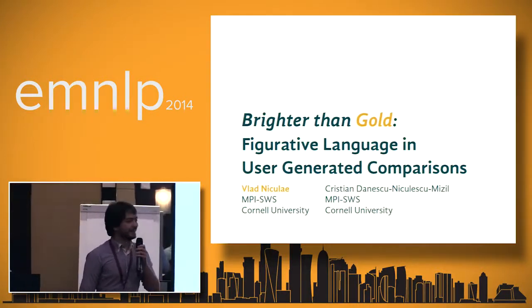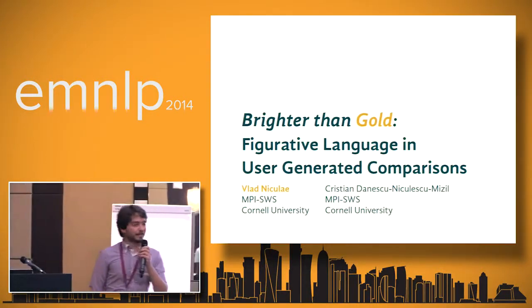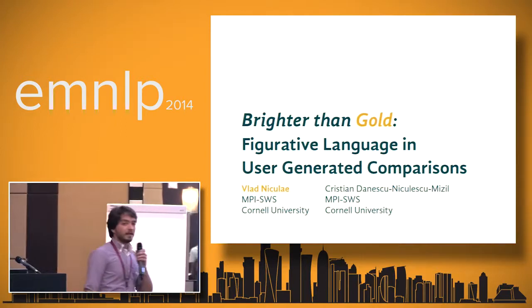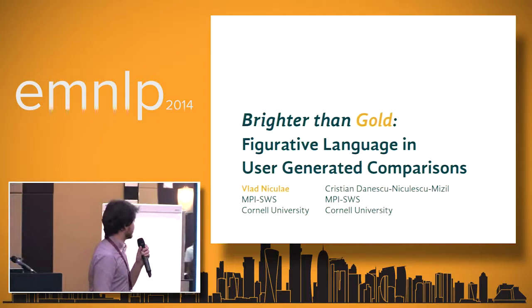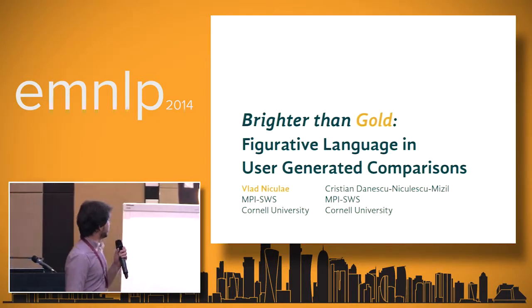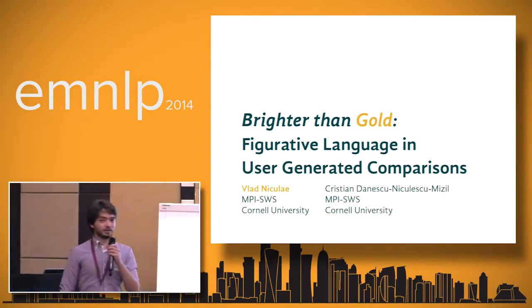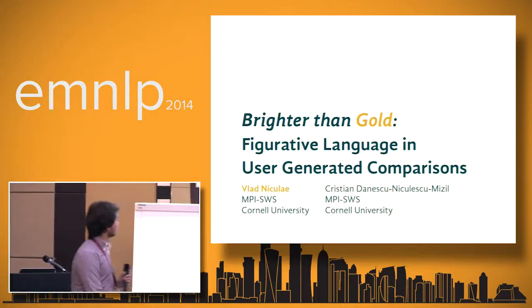Okay, now I know. So hey everyone, my name is Vlad, and this talk is about figurative language in user-generated comparisons from the internet. "Brighter Than Gold" is a song by the Australian band The Cat Empire.